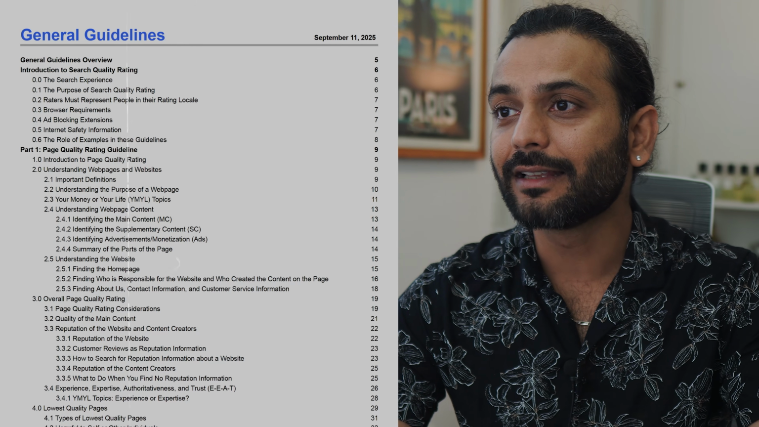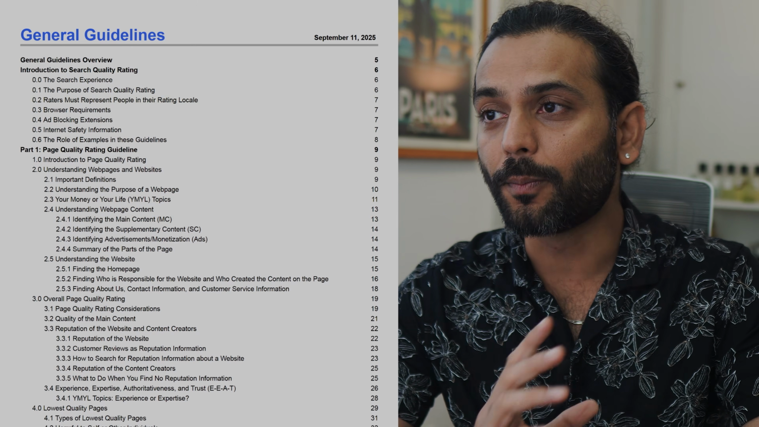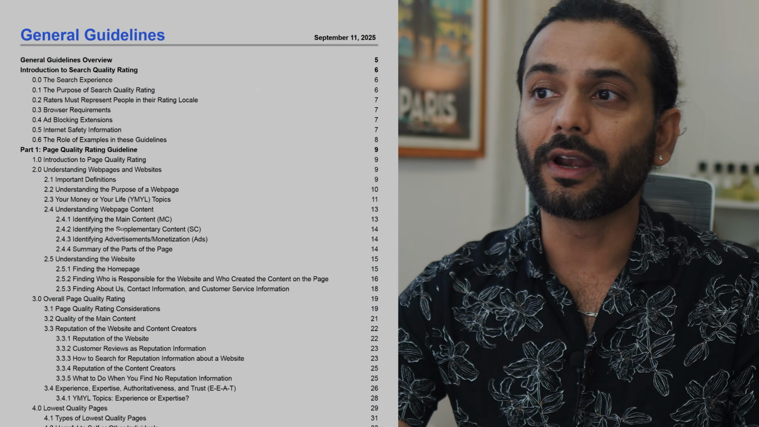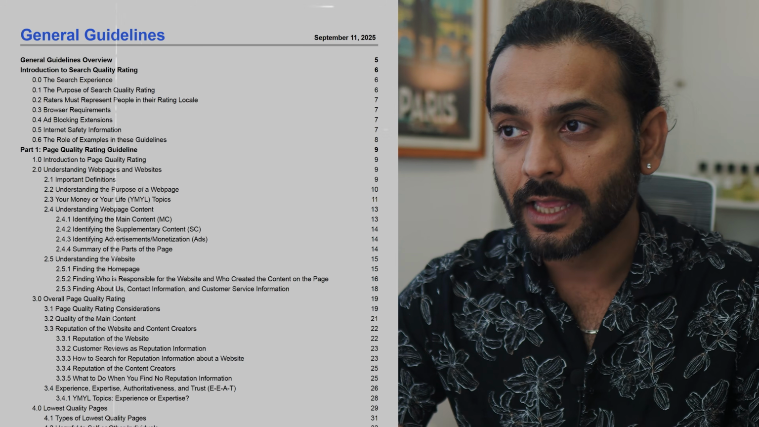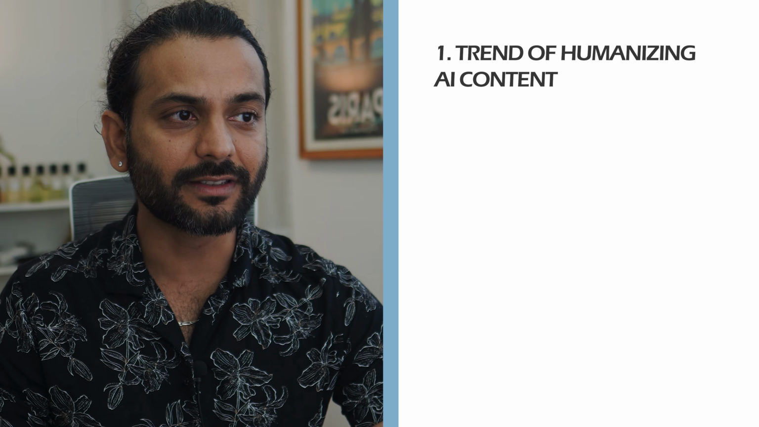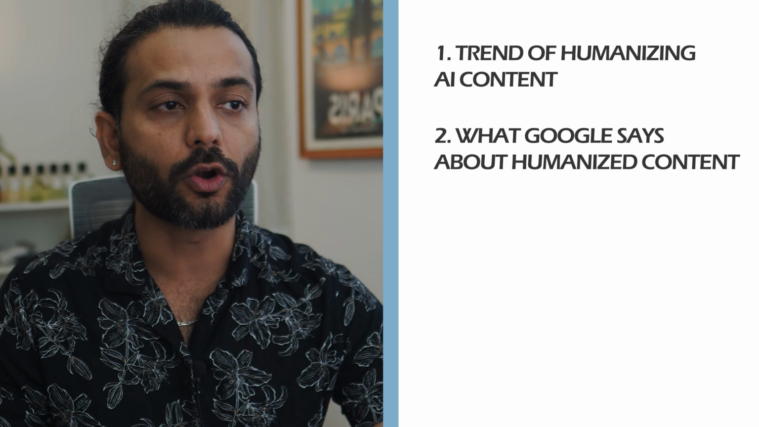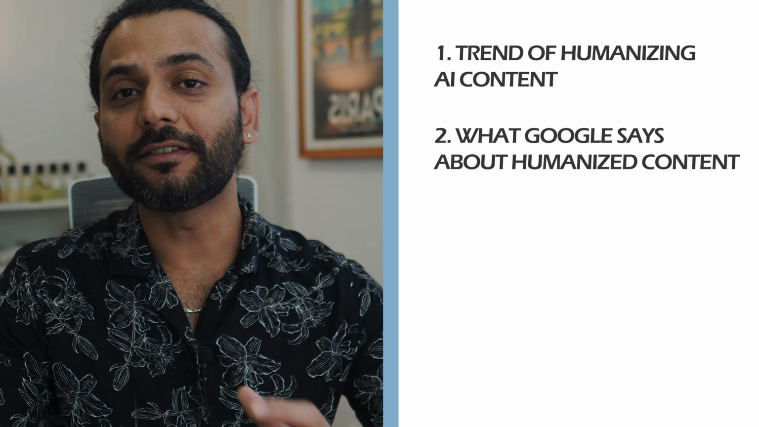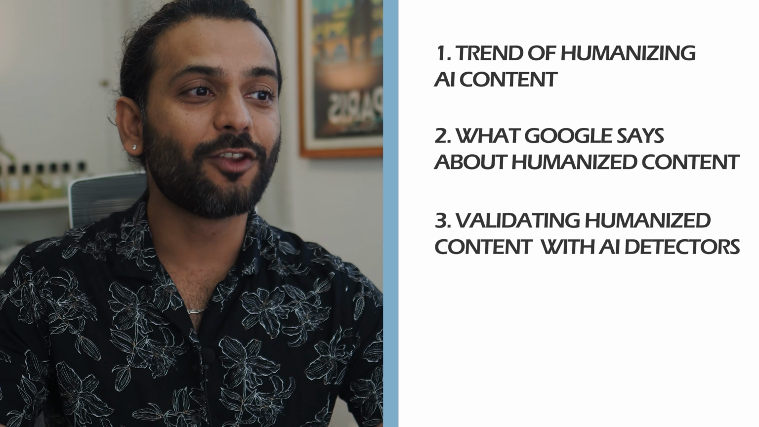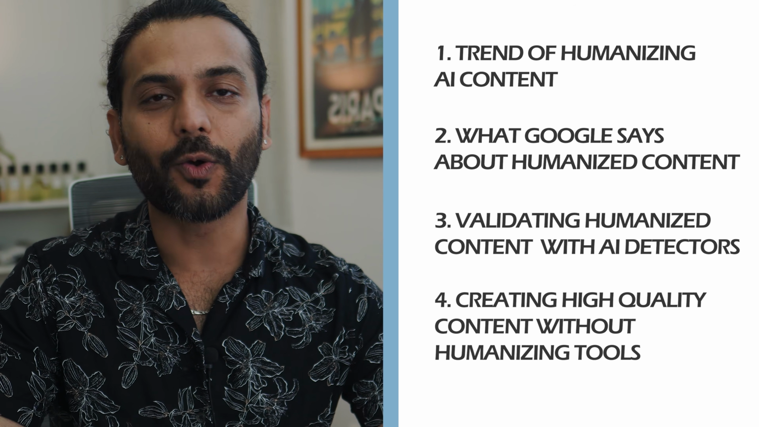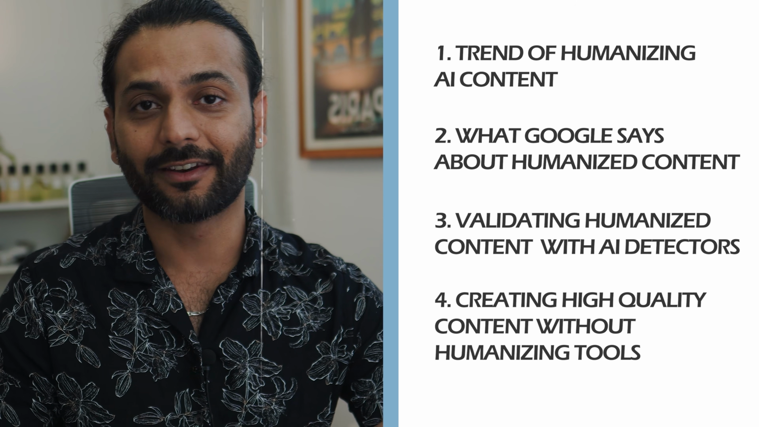In fact, according to the Google Search Quality Evaluator Guidelines, this is totally against Google policies. Let me break down why humanizing tools do not make your content high quality and what actually does. In this video, we're going to discuss 4 very important points. First, what is this trend of humanized AI content. Second, what Google actually says about humanizing content. Third, issues with humanizing content and validating it with AI detectors. And last, creating high quality content without humanizing it, and the right use of AI.